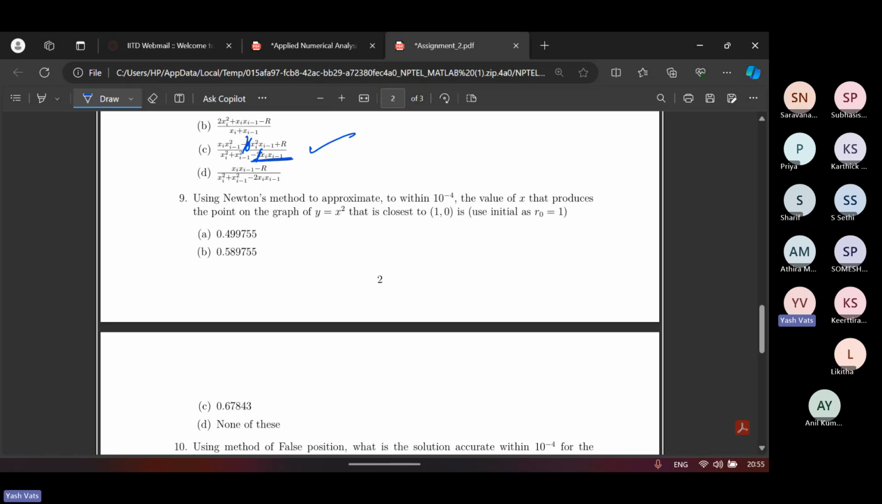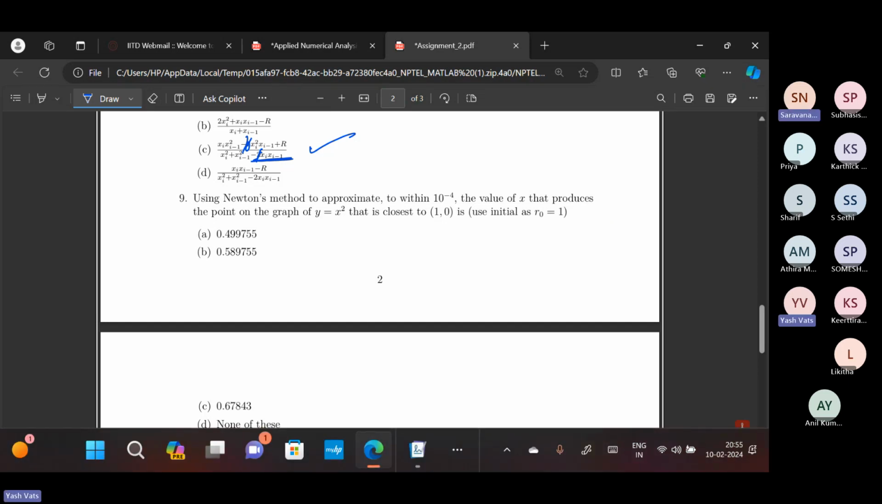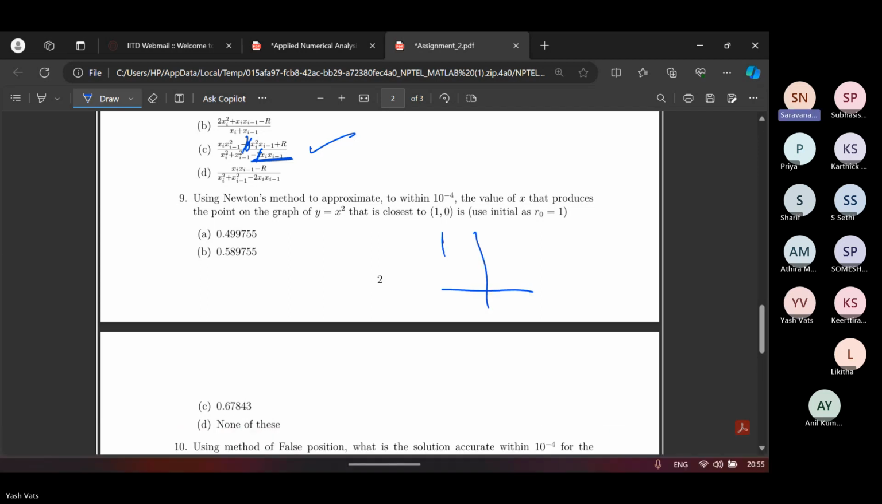So, do you understand this question? You have to find a point on this graph which is closest to (1, 0). So, which point seems to be closest? What you need to find, how do you define a function here? Which function do you need to find the root of? Do you know that? Tell me. So y equal to x square is the function.